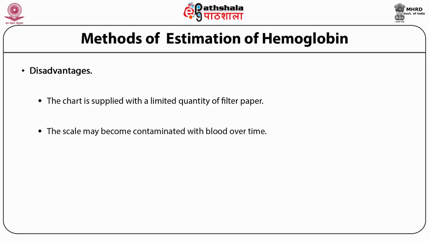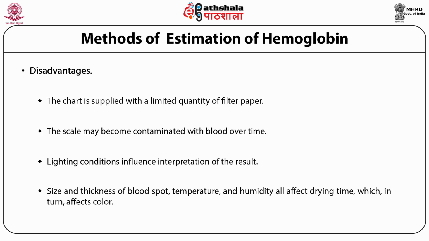The scale may become contaminated with blood over time. Lighting conditions influence the interpretation of the result. And the last is that the size and thickness of the blood spot, temperature and humidity all affect the drying time, which in turn affects the color.